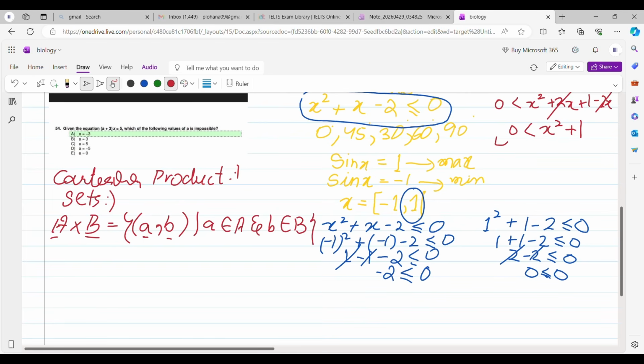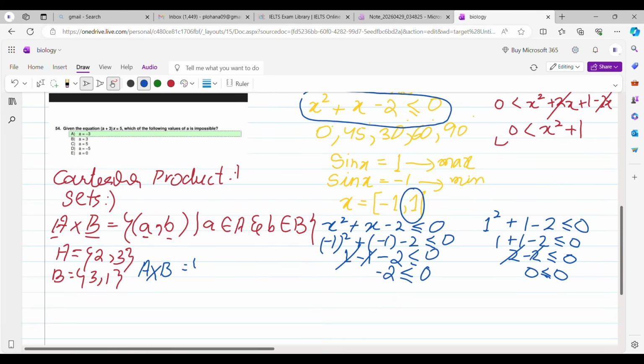For instance, I can give you an example as well. My A set is 2 comma 3, and my B set is 3 comma 1. Now let me make the Cartesian product of it, A cross B.